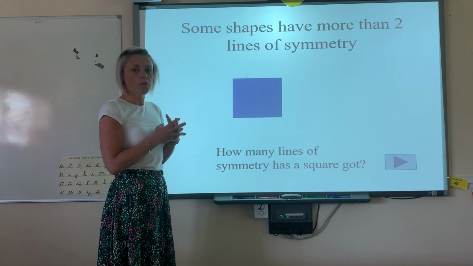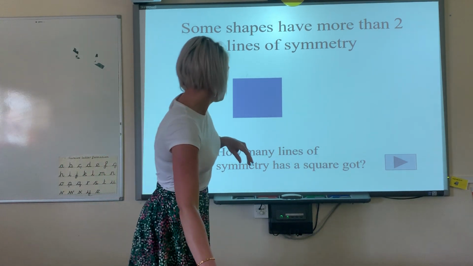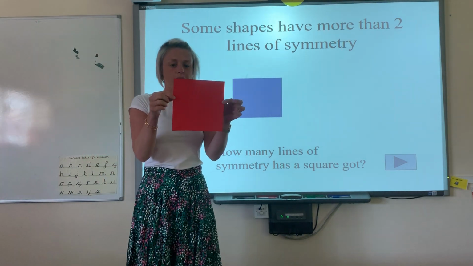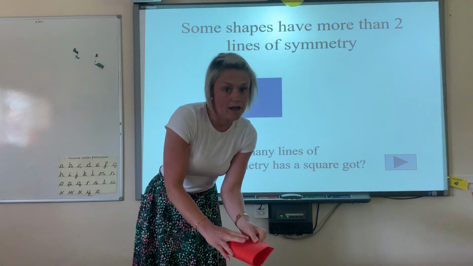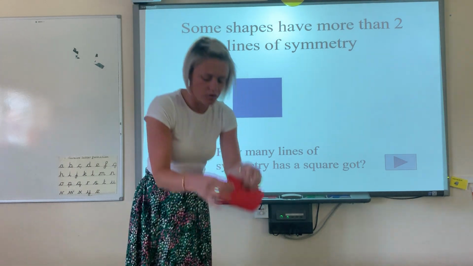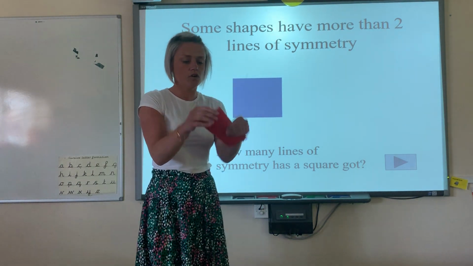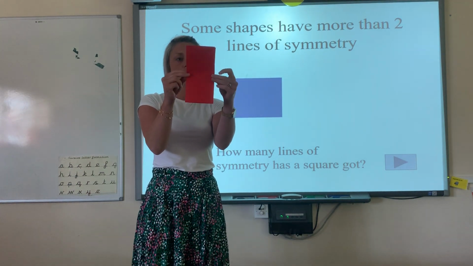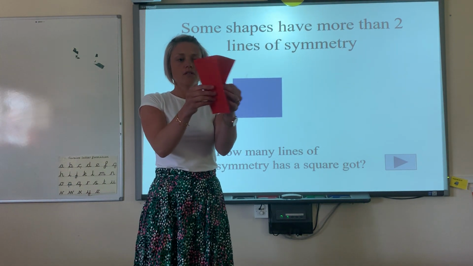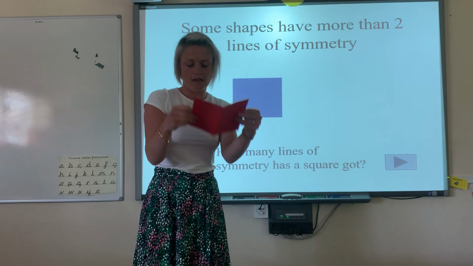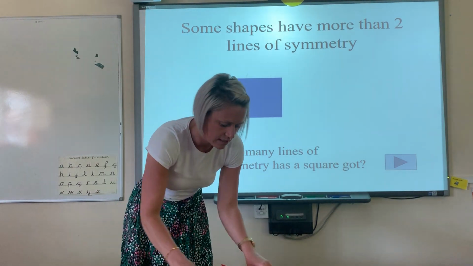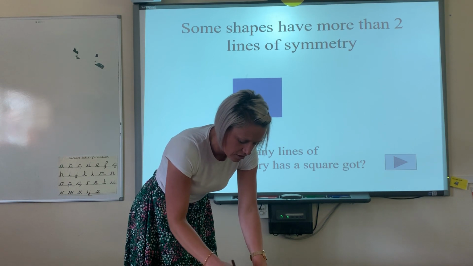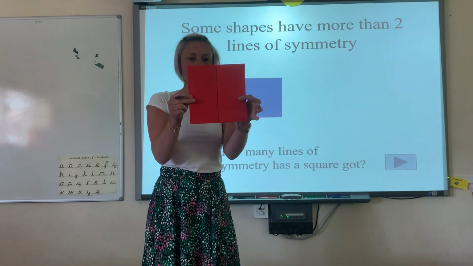Some shapes have more than 2 lines of symmetry. So we've got a square here. Okay, it's a square piece of paper, so I'm going to find out how many lines of symmetry it's got. First of all, I'm going to fold it in half, corner to corner. Okay, so you can see now that nothing is overlapping. So the line that goes down the middle there, we would say that is a line of symmetry. So you get your ruler and your pencil and you would draw that on like this.